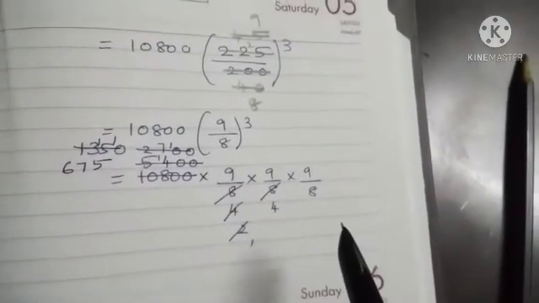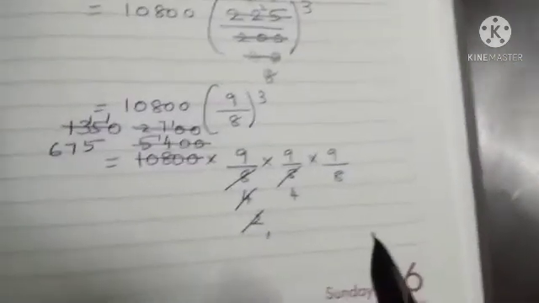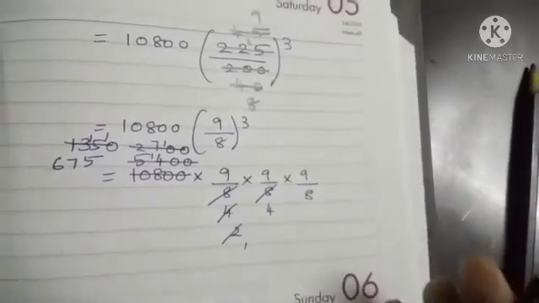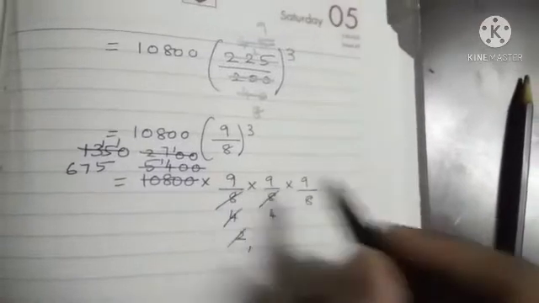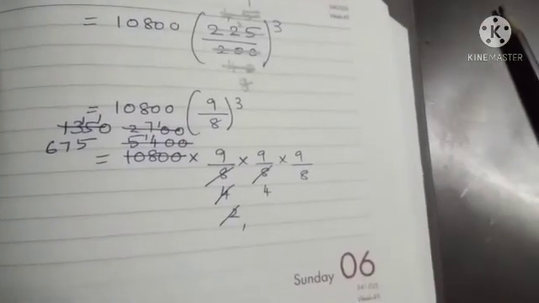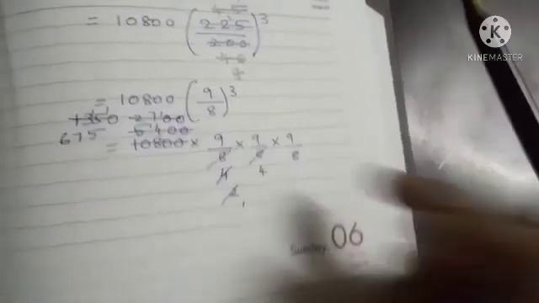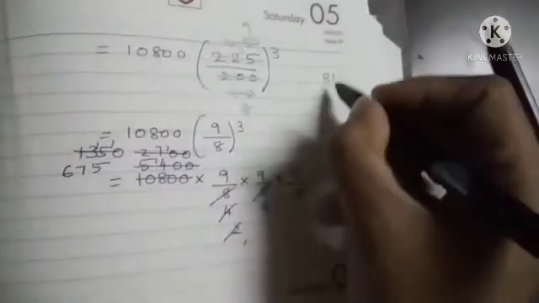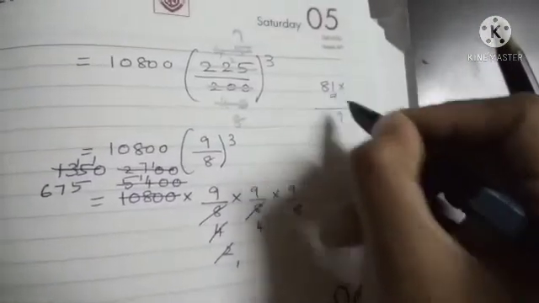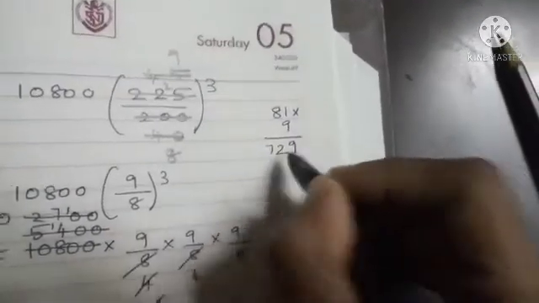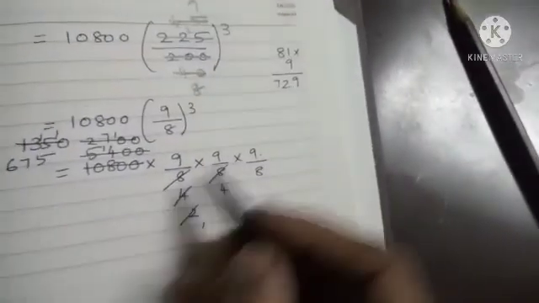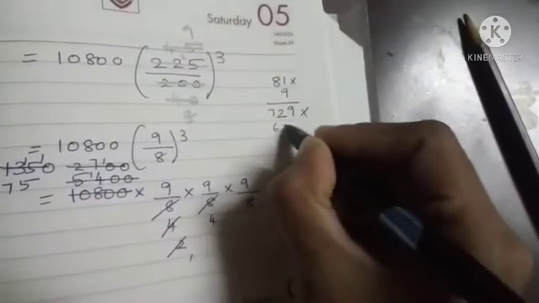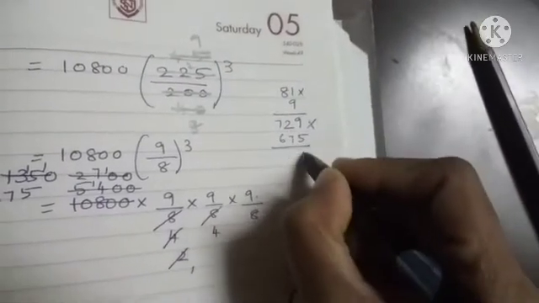That's all. Can we cancel anything? No. Can we cancel anything here? No. Okay. See children, after cancelling it, be careful in multiplying it. 9 nines are 81. 81 into 9. 8 nines are 72. So 729 into 675. Wow, it is a very big calculation.